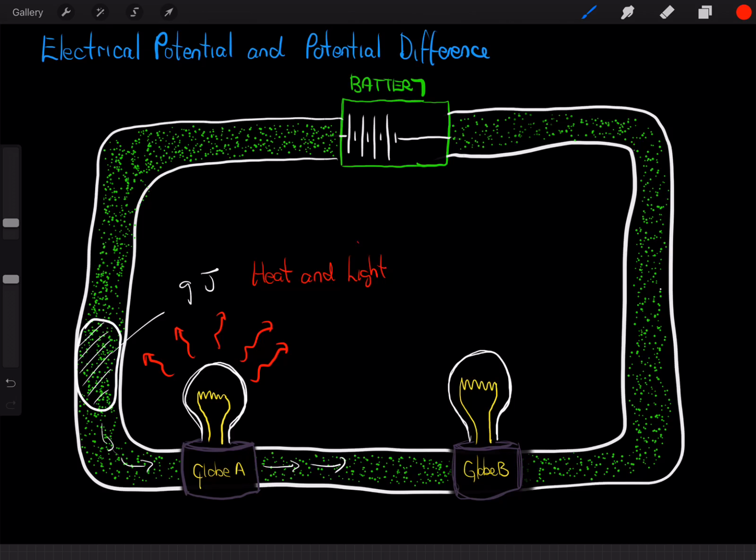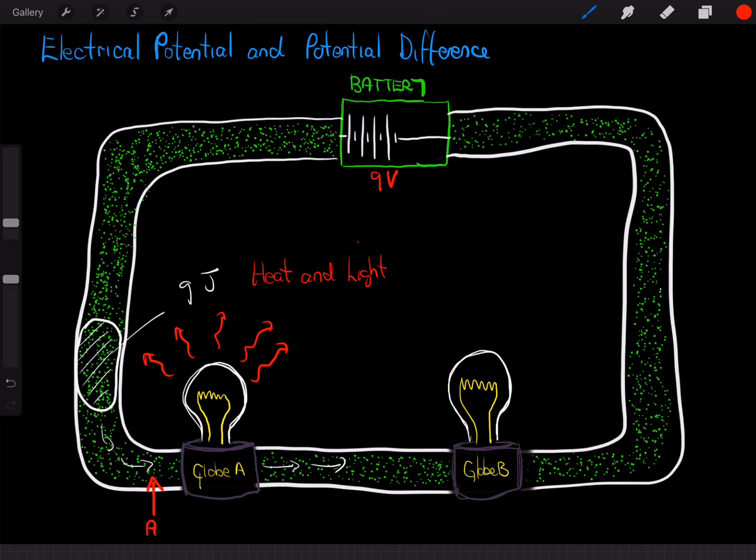And just remember, this is a 9-volt battery. And also, one thing I forgot to say was that both of these globes are the same. So these two globes, globe A and globe B, are identical. So if we now measured the electrical potential energy of the coulomb of charge just before it goes into the globe, notice that position there, we'll call that position A.